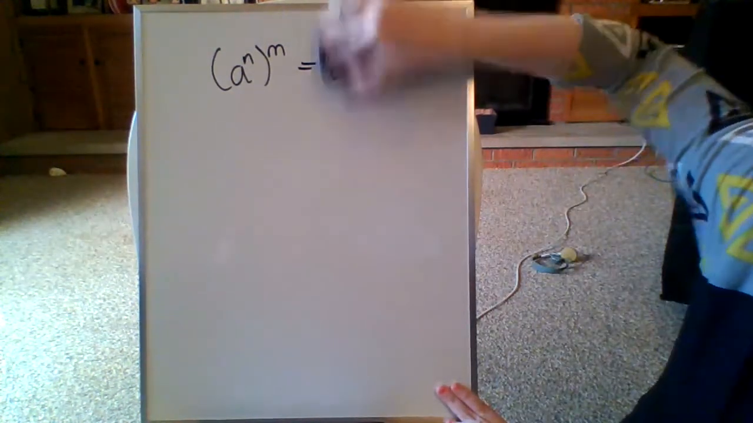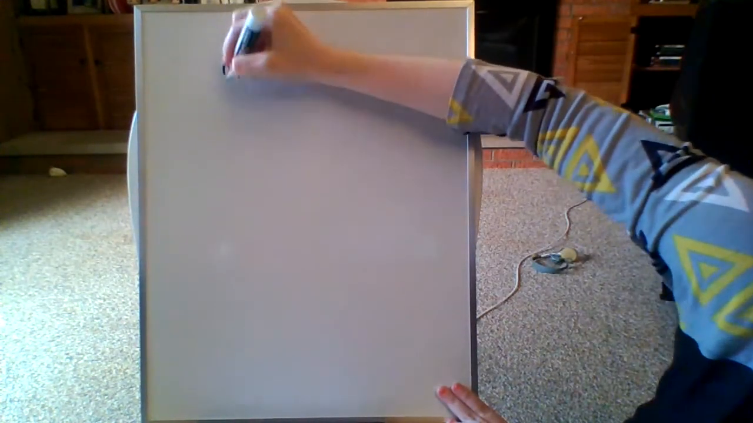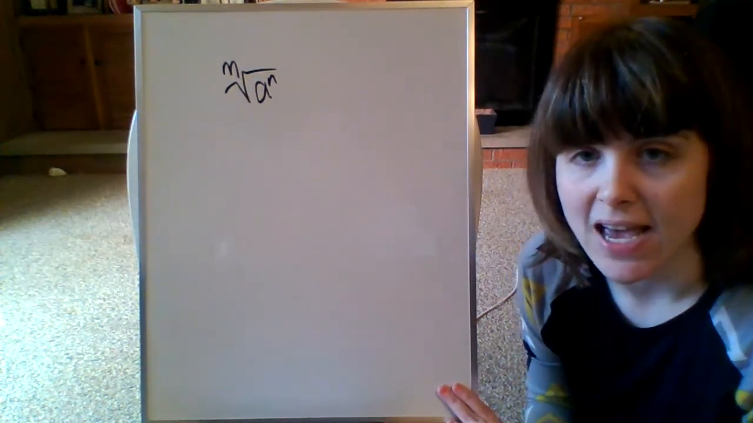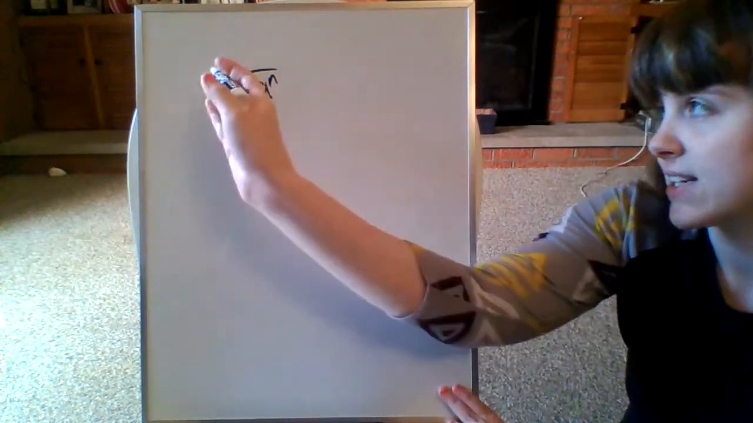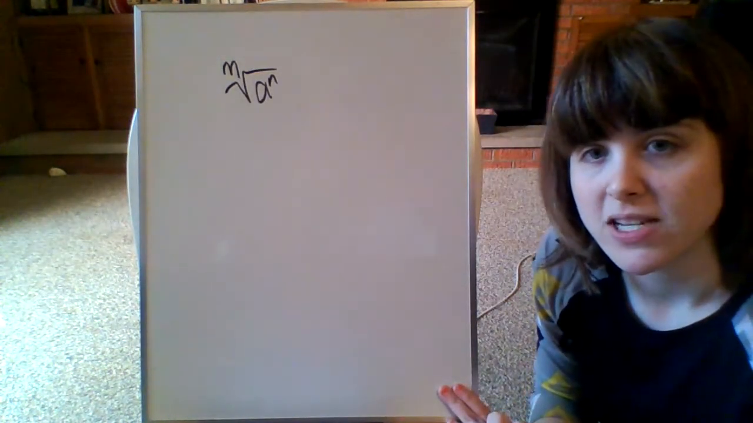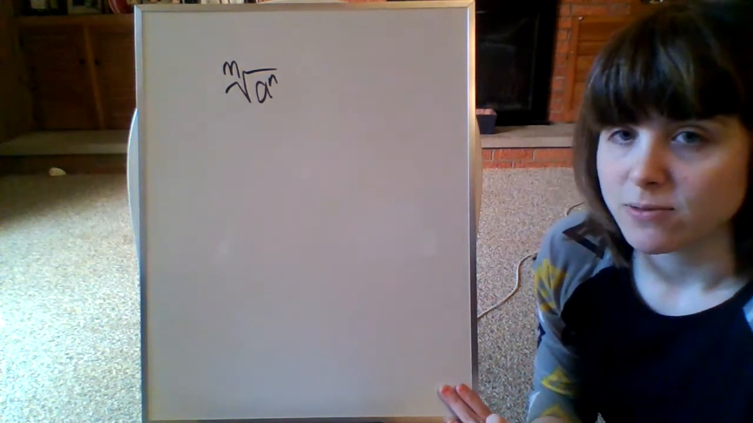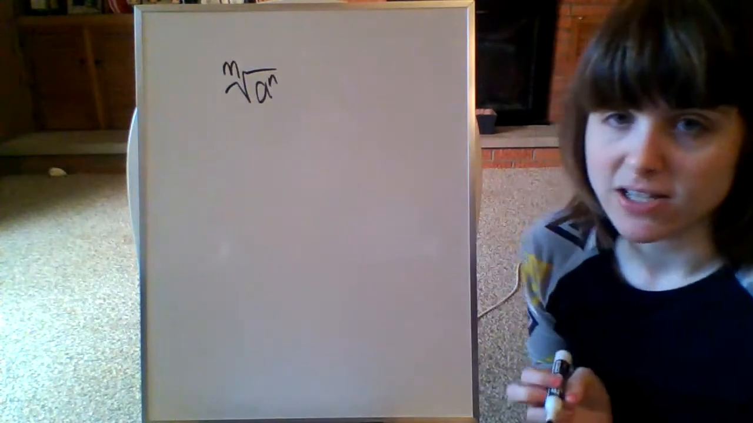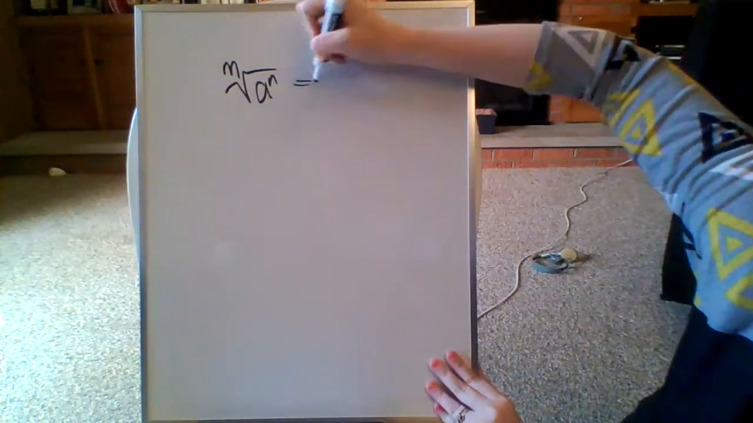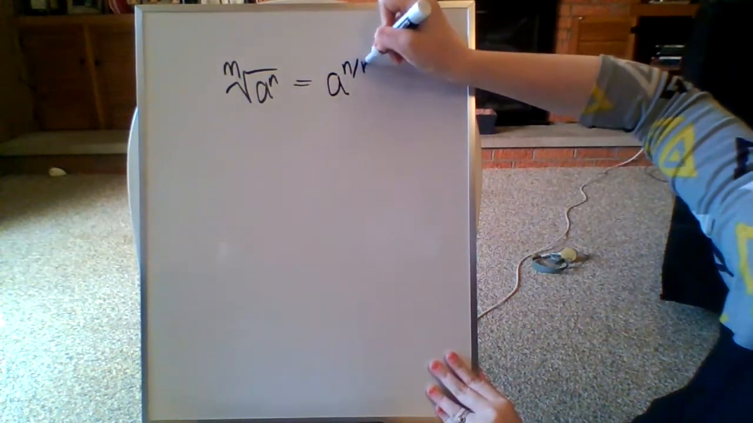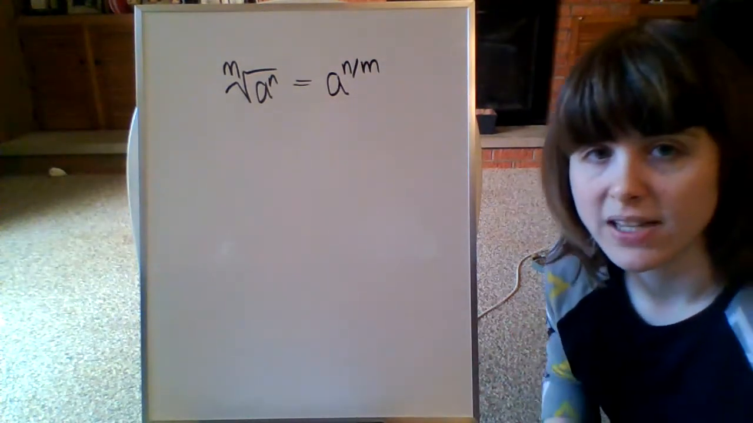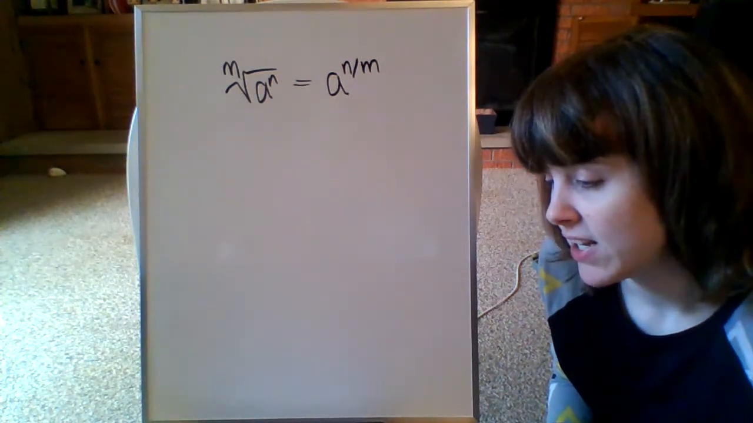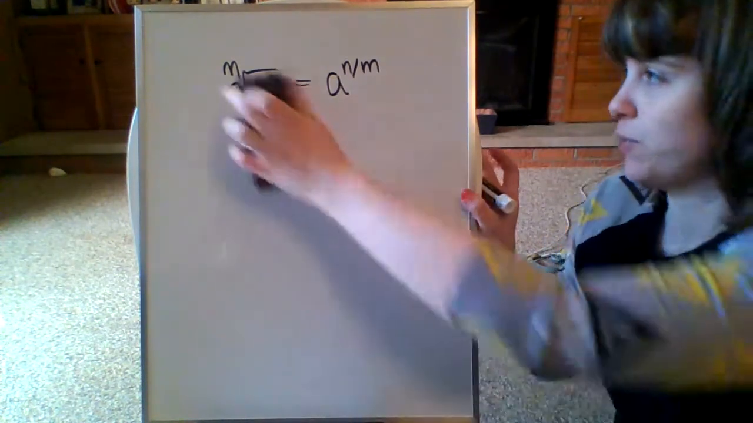Now, if you have radicals, it's slightly different. So I'm going to show you this. Alright, so underneath the radical, we have a to the n, and then our index, this little number on the outside of the radical, is m. And when you have that, we're going to take our exponent on the inside, n, and divide it by the one on the outside, m. So this would become a to the n divided by m. Like that.